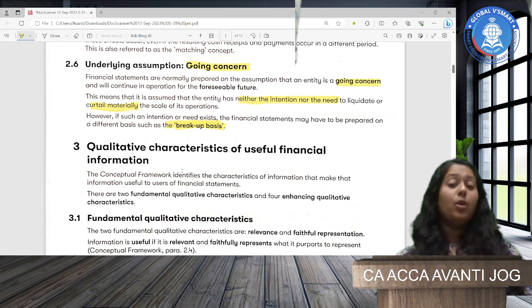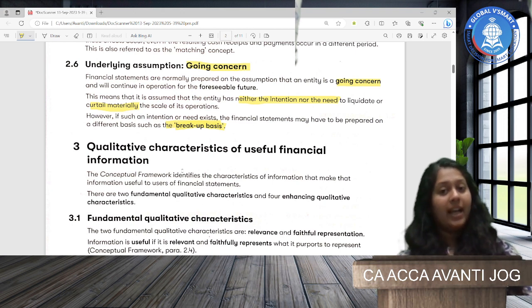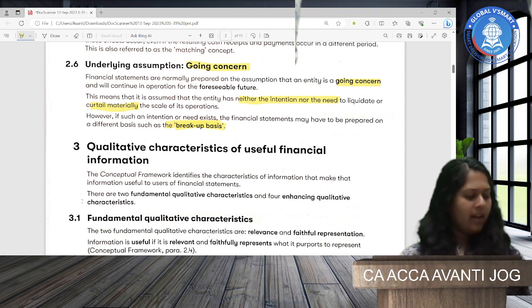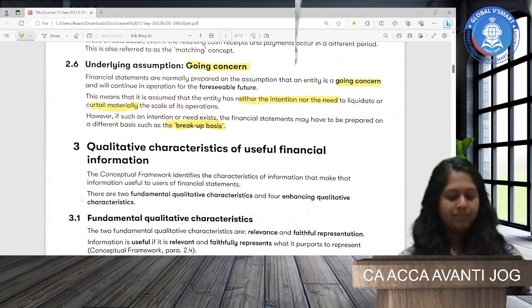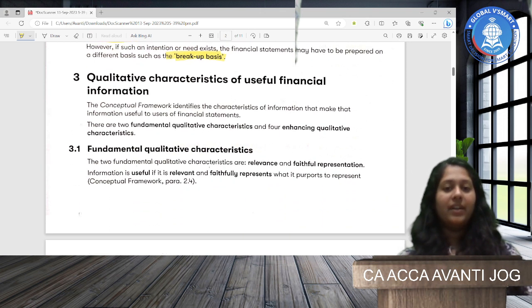Correct? But अगर आपको कोई need या intention नहीं है close down करने का, so that makes you a going concern. Right? I hope सारे concepts are clear. Now, we'll move on to the qualitative elements of the financial statements. There are two main qualitative elements that you need to understand. First is, are the financial statements relevant? Second is, are they faithfully represented? Right? So we'll do one by one analysis of both things.